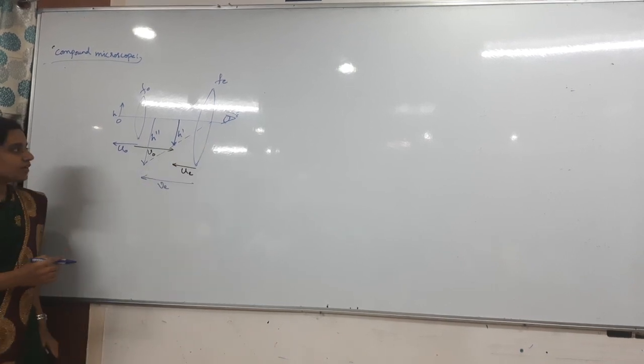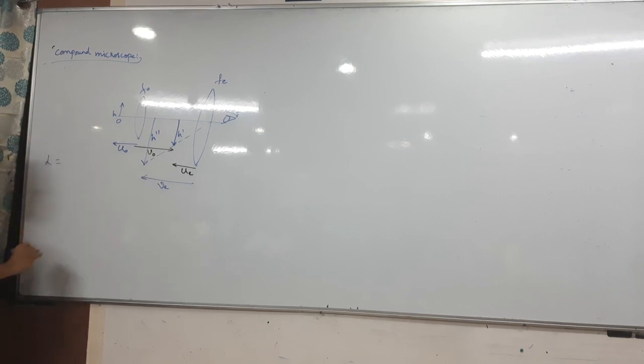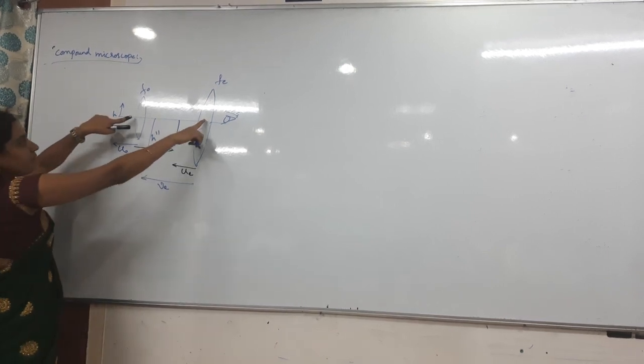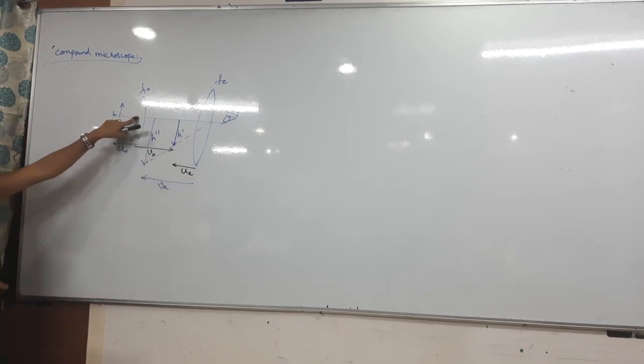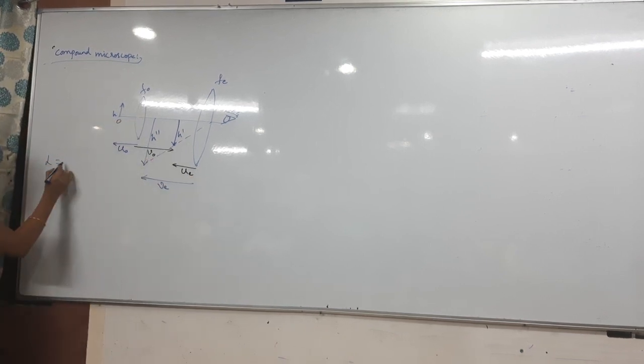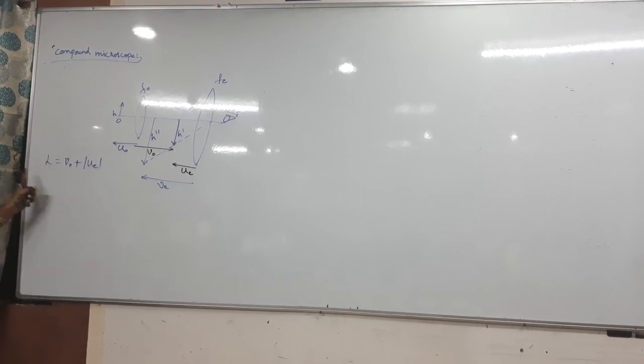Clear? Now whenever you consider this one, the length of the tube, what is the length of the tube? I said, nothing but the distance between the objective and the eyepiece. What can I write from this? V naught plus UE. Clear? So that is V naught plus the magnitude of UE. That might be positive or negative, you have to take always V naught plus UE. That is the length of the tube we will take.